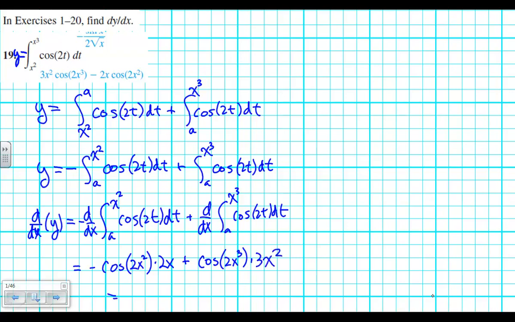And I suppose what they would like to do, and I kind of like to do this as well, you got a negative sign. Let's bury the negative on the inside. Let's make this 3x squared cosine 2x cubed minus 2x times cosine of 2x squared. They like to have that negative sign in the middle.